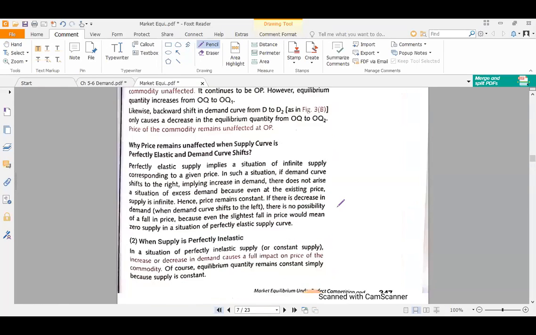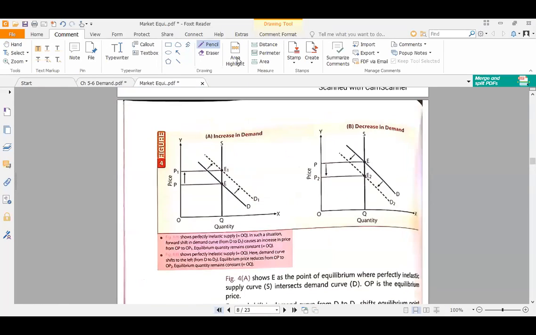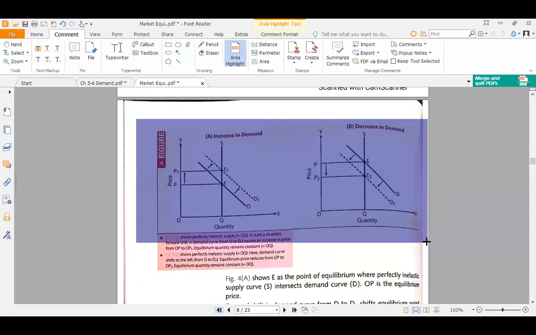And then the perfectly inelastic supply. These two diagrams I have done. This one I have done just now, right? So you need to read this in your books and understand this. I have shown you how it is done. Please understand this, and that's it for today.